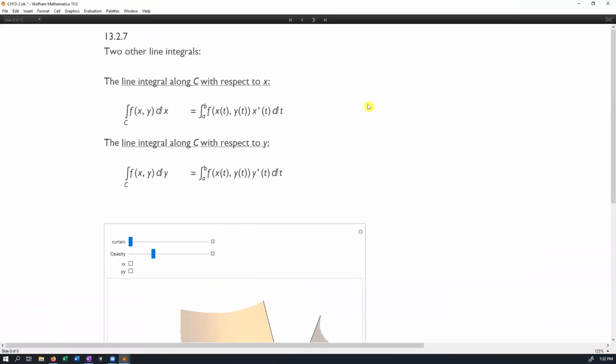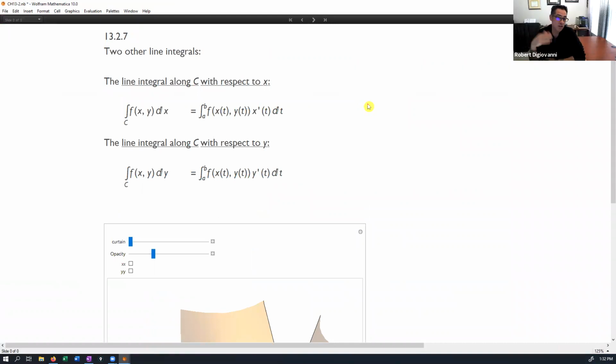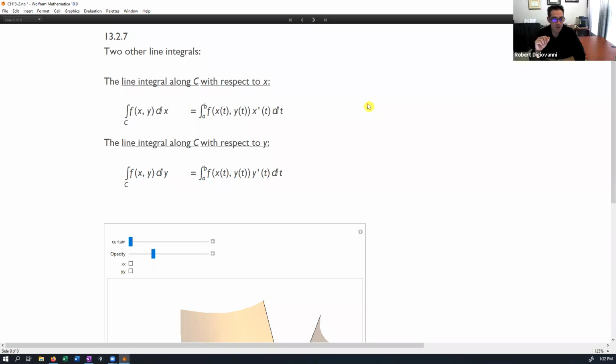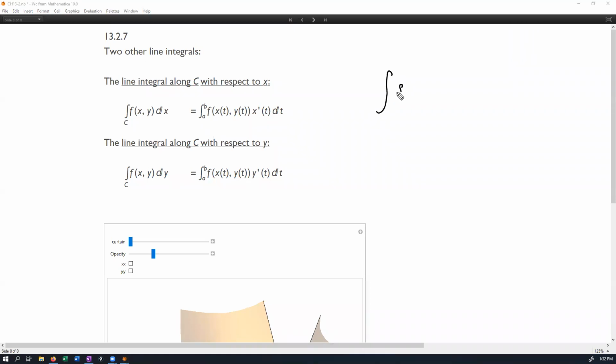Now, there are 2 other line integrals that actually come up later on, and they're a little different than the one we just did. What we just did is the line integral with respect to arc length, which looks like this.